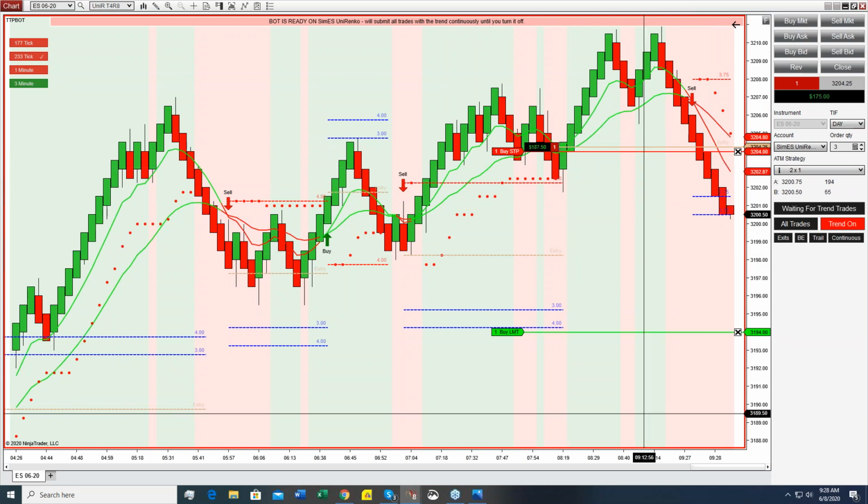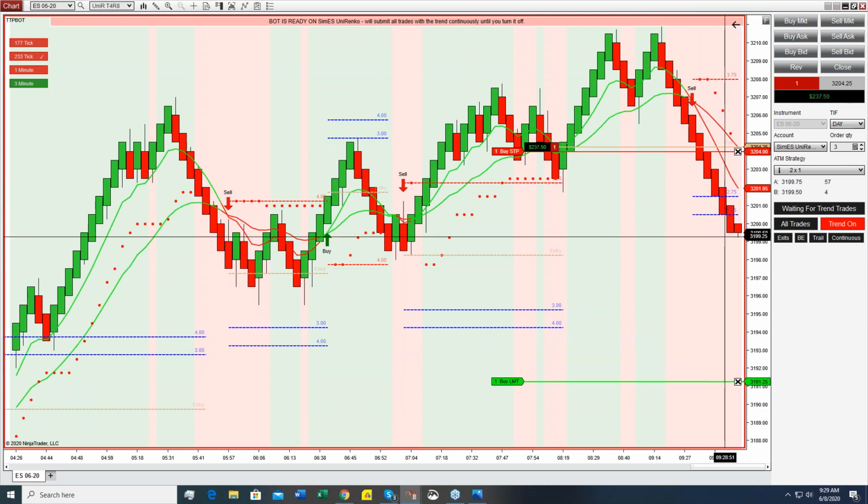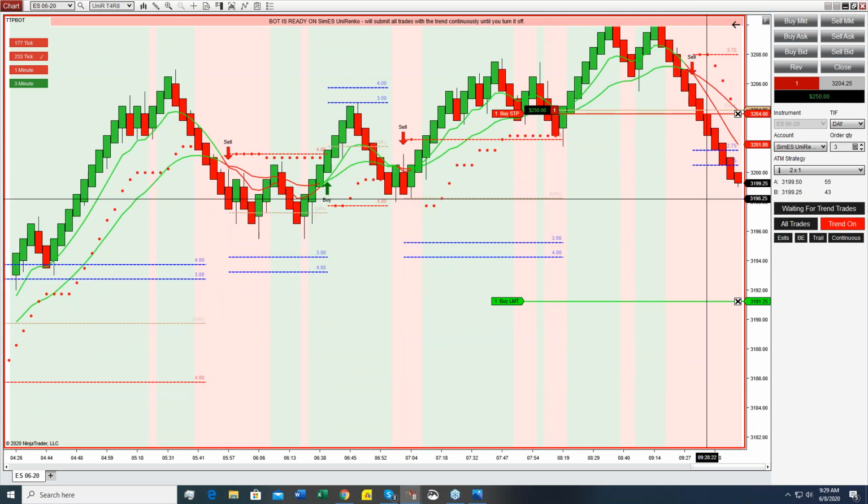Okay? This is our bot, guys. For those of you on trial, this is our bot. I'm just way out of the way. We've already hit second target and exceeded that. Now it's basically a free trade, right?